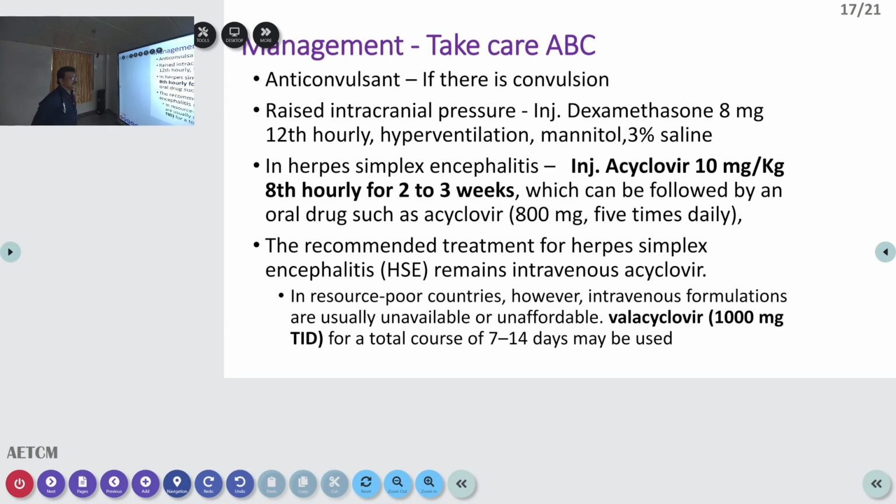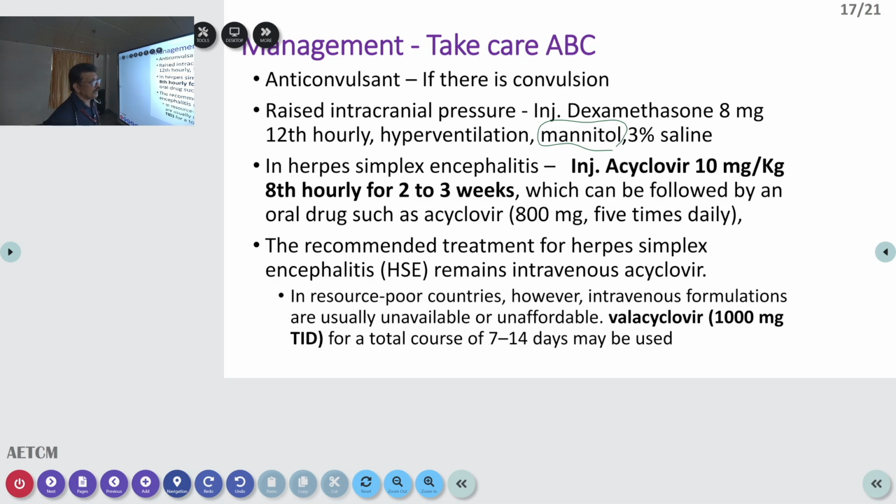We should remember that mannitol should be given as a bolus. Many times, the wrong practice we see is that mannitol is given as an infusion. That is not correct. If you want to reduce the ICP, you have to give it as a bolus. If you are giving a slow infusion, it will act as a diuretic only. So you should remember that.